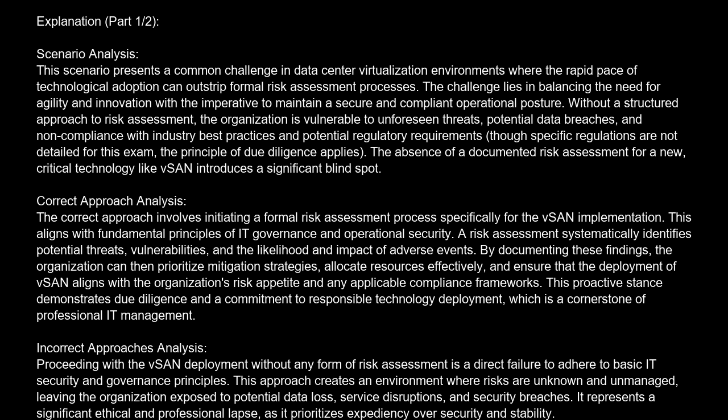adhere to basic IT security and governance principles. This approach creates an environment where risks are unknown and unmanaged, leaving the organization exposed to potential data loss, service disruptions, and security breaches. It represents a significant ethical and professional lapse, as it prioritizes expediency over security and stability. Relying solely on vendor documentation for risk mitigation is insufficient.